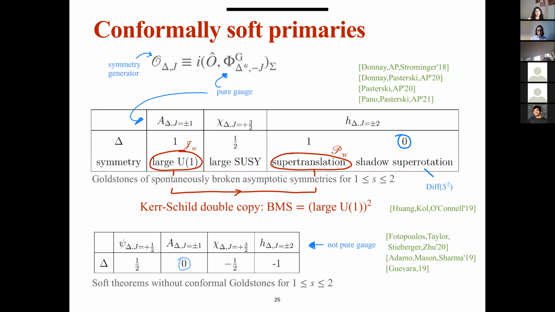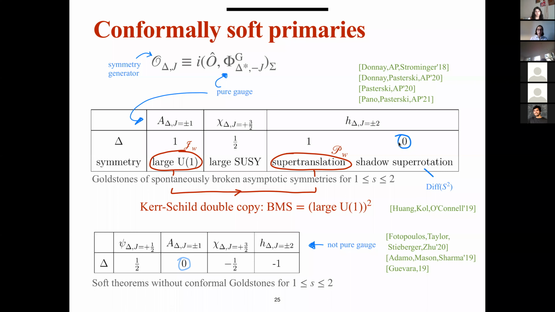Okay, so maybe let me just say quickly. The wave functions that become pure gauge are listed in this upper table. One thing to point out is that there is what's known in the literature as a double copy, or Churchill double copy, which relates spin 1 and spin 2 fields. And here we can say that BMS symmetry can actually be understood as a large gauge symmetry. There's a corresponding statement for the spin 2 fields that gives us superrotations.